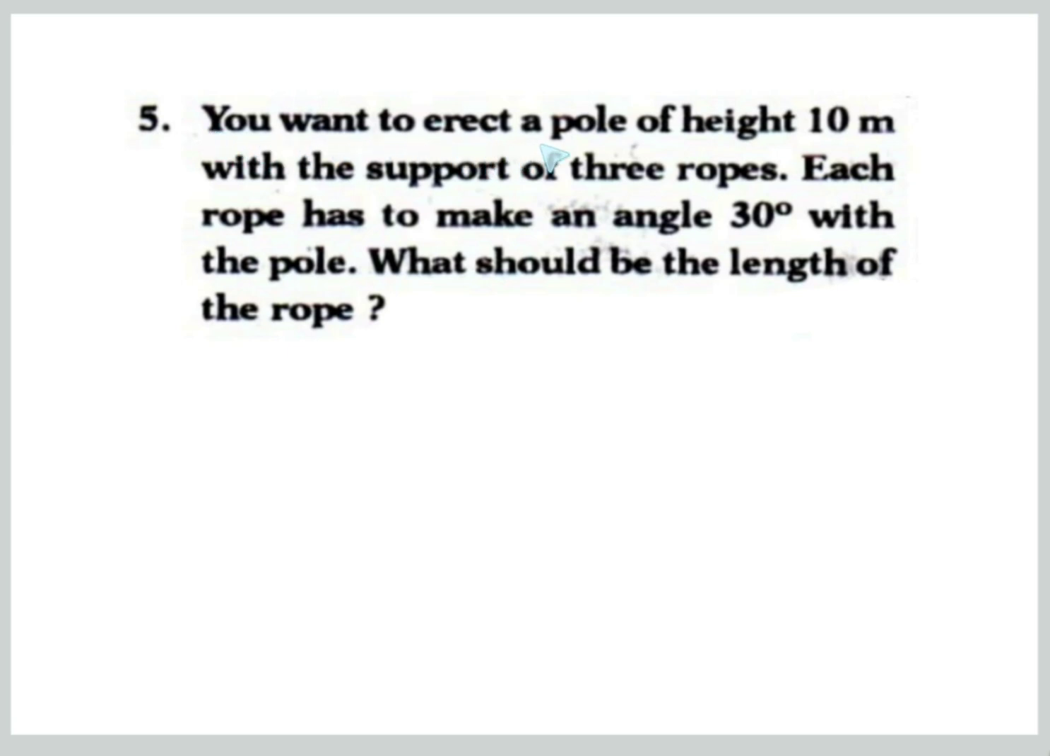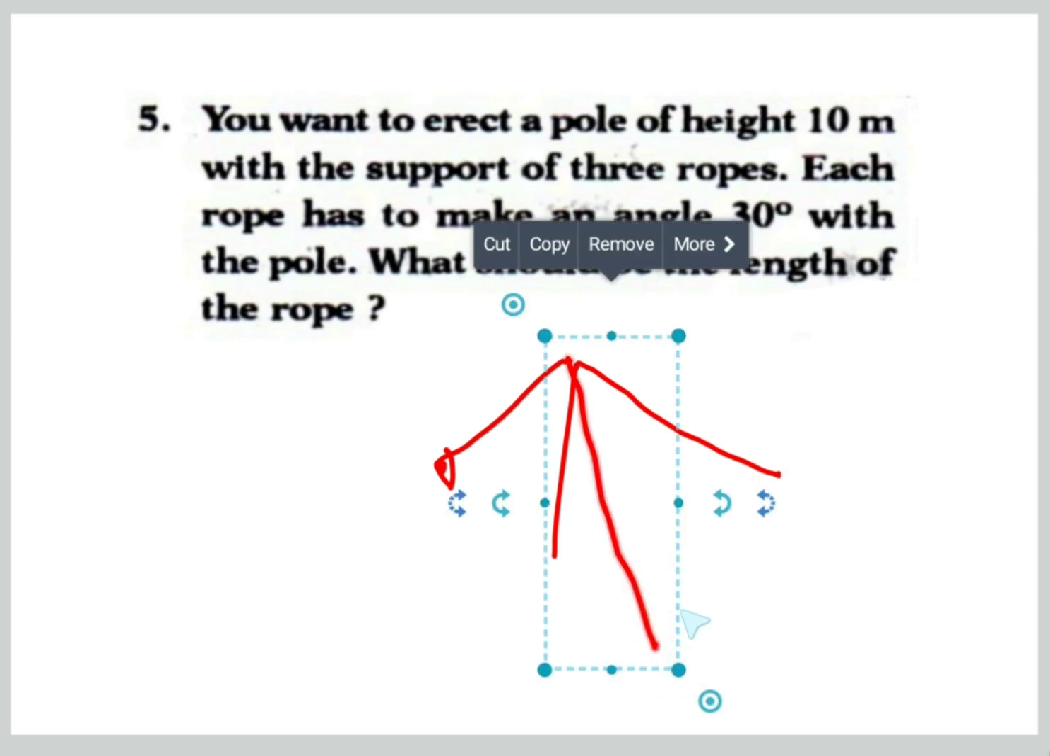You want to erect a pole of height 10 meters with the support of 3 ropes. Each rope has to make an angle 30 degrees with the pole. What should be the length of the rope? Here is the pole. We have 3 ropes, like 1, like 2, another one is here. So this is the ground. This is also ground.